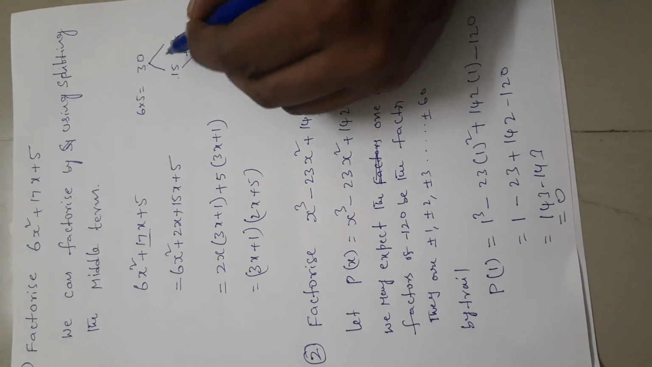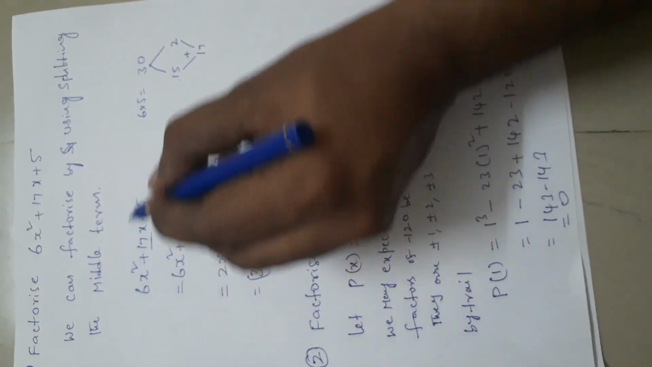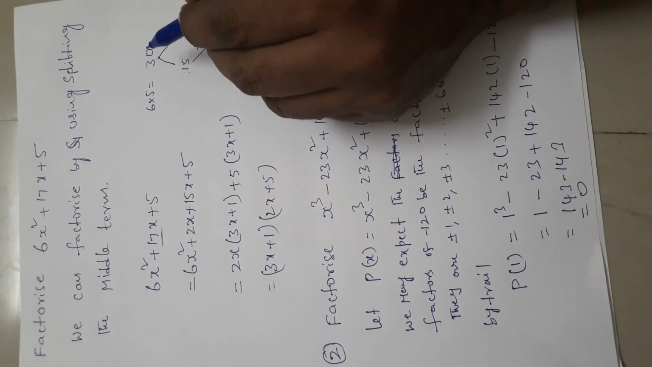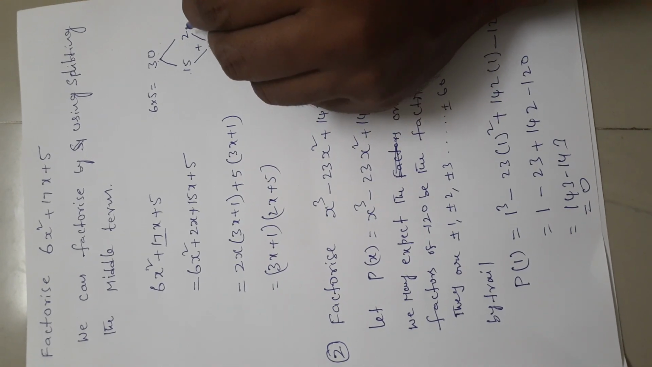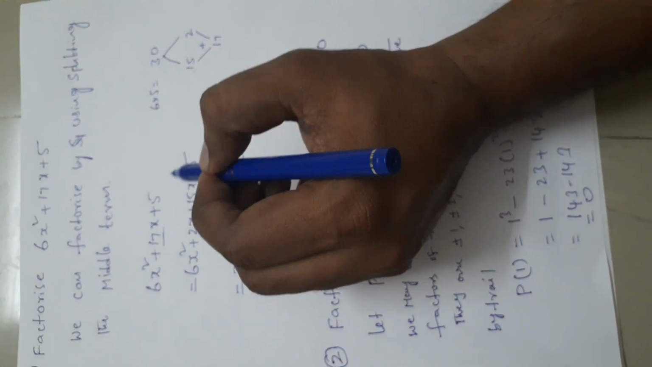Now both are plus, here also the plus sign is there. The sign is also very important. Here plus 6 and plus 5. So we need to take two numbers such that the product should be 30 and the sum should be plus 17. Now 15 twos are 30, plus 15 plus 2. Now this 17 I can split in terms of 15 and 2.